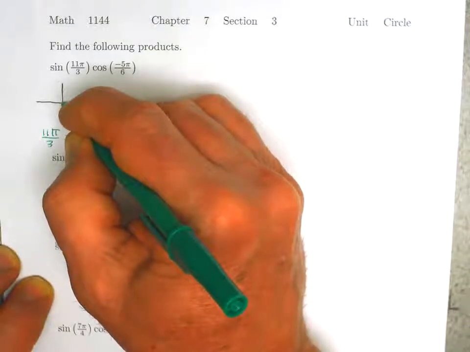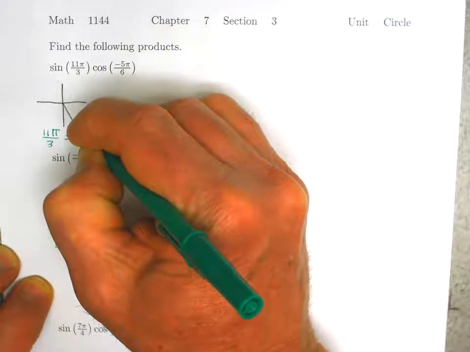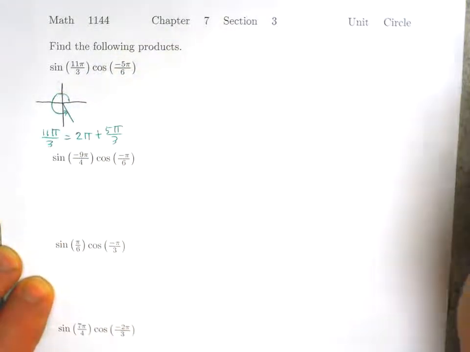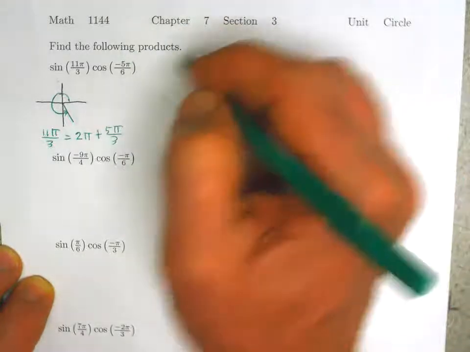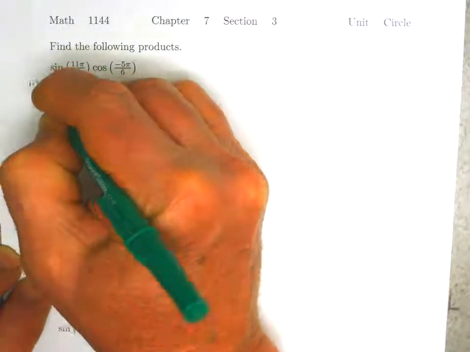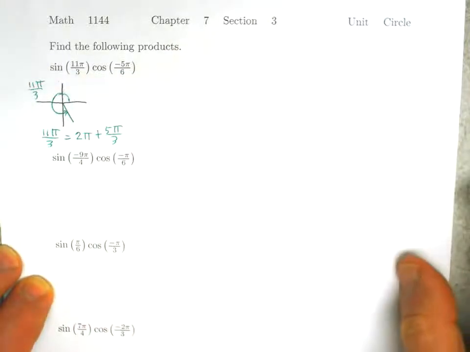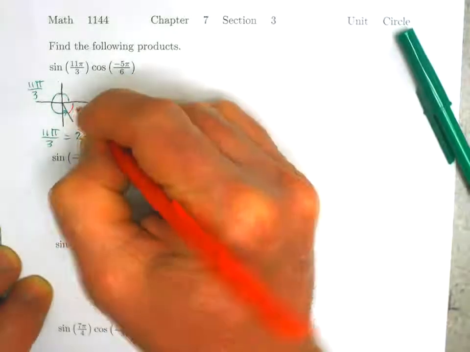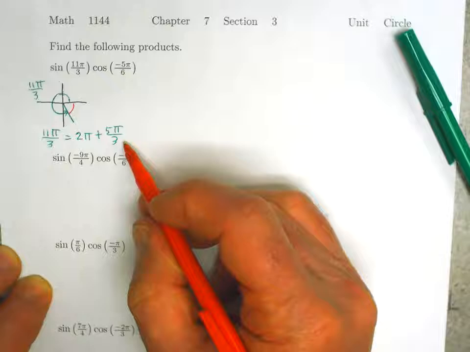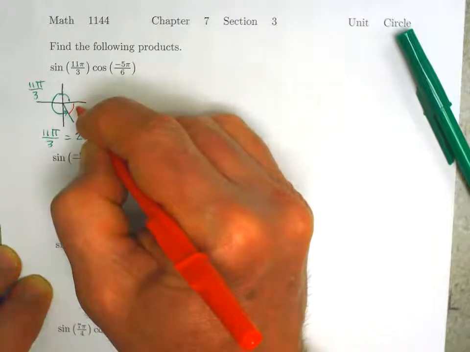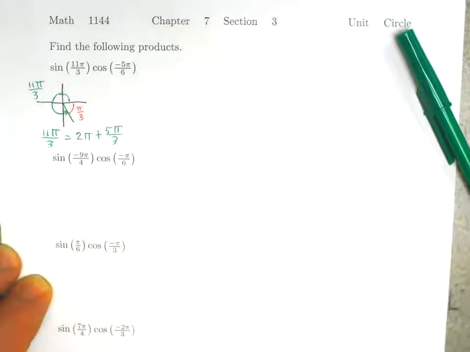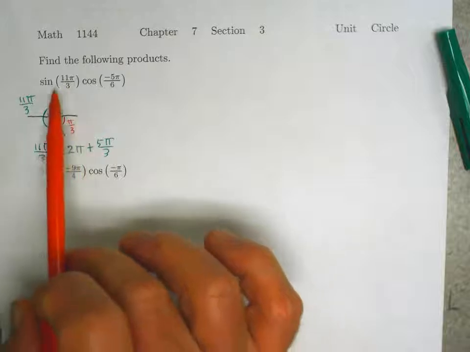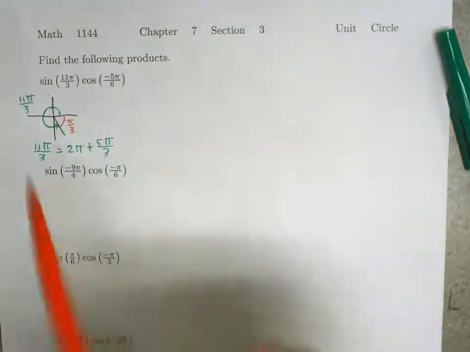I won't do all of the winding. I'll just write down where it ends up. So this is where the 11 pi over 3 terminates. And so the reference angle is pi over 3. And we know that in the fourth quadrant, sine is negative. So we'll keep that in mind.